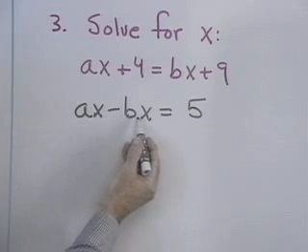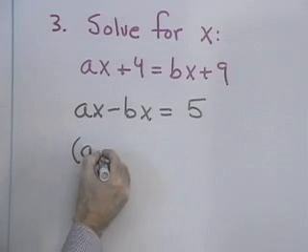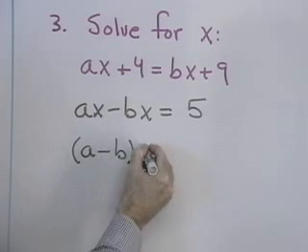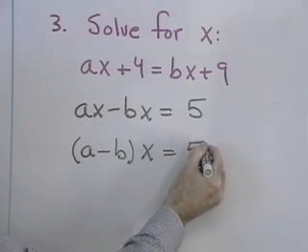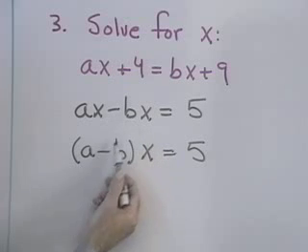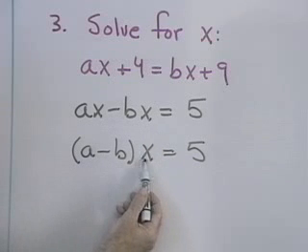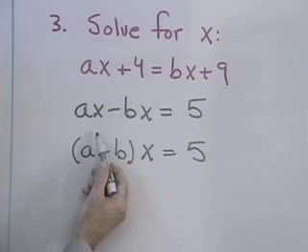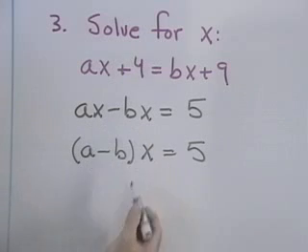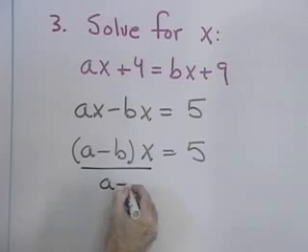Now I want to isolate this x, so I'm going to have to use my distributive property in reverse and write this as a minus b times x is equal to 5. So combining these two similar terms, ax and bx, I combine them this way by taking that x outside. Notice by the distributive property, I can multiply these back out and I get ax minus bx. Now the coefficient of x is a minus b. Let's just divide both sides by it.